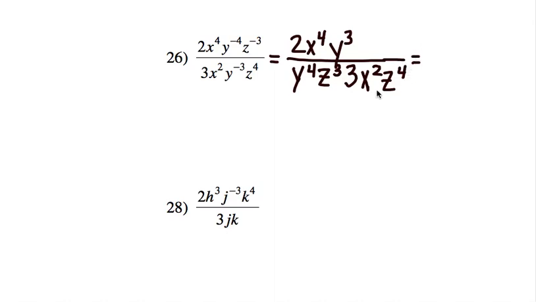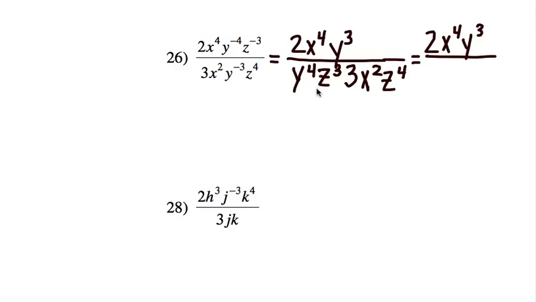So now we have to clean this up a little bit. First off, look at your top and see if anything will go together. Nothing here will go together because x and y are different bases, so I can't do anything to their exponents. So it stays 2x to the fourth, y to the third, over.